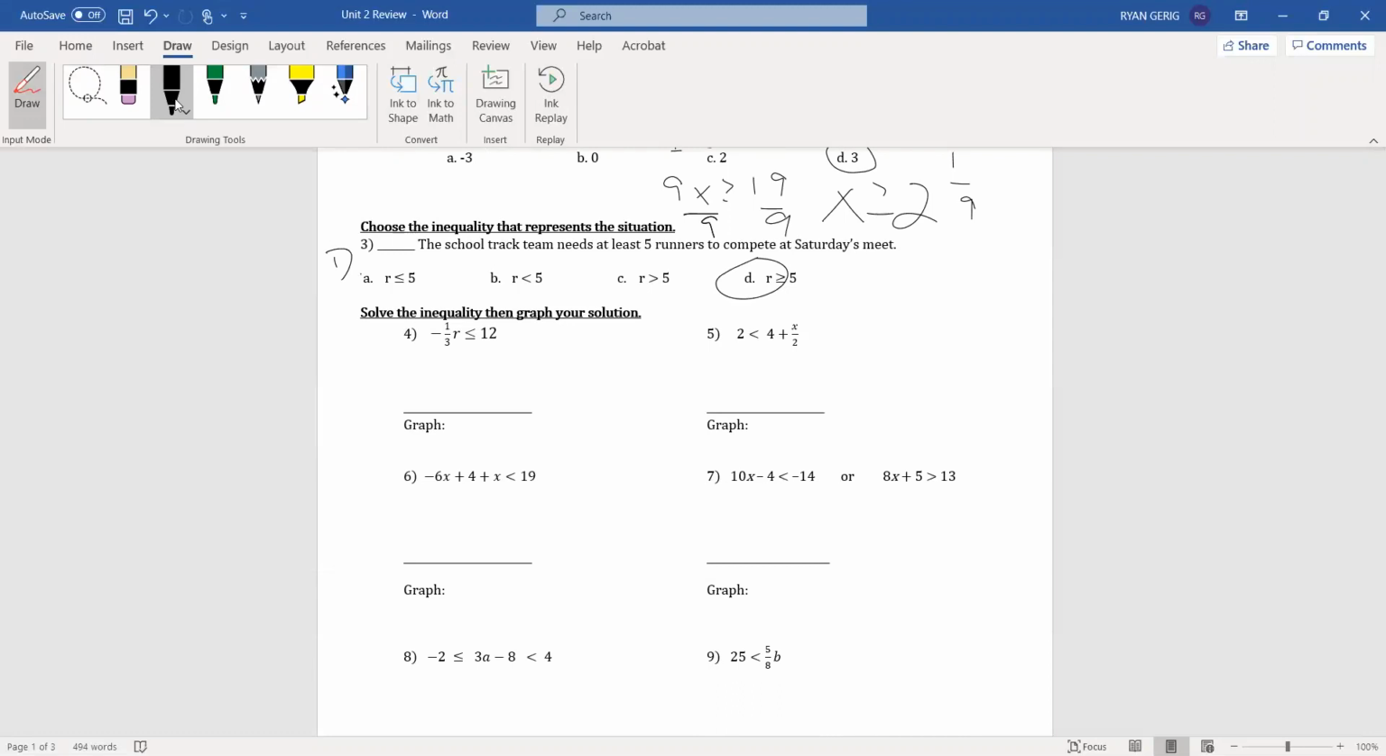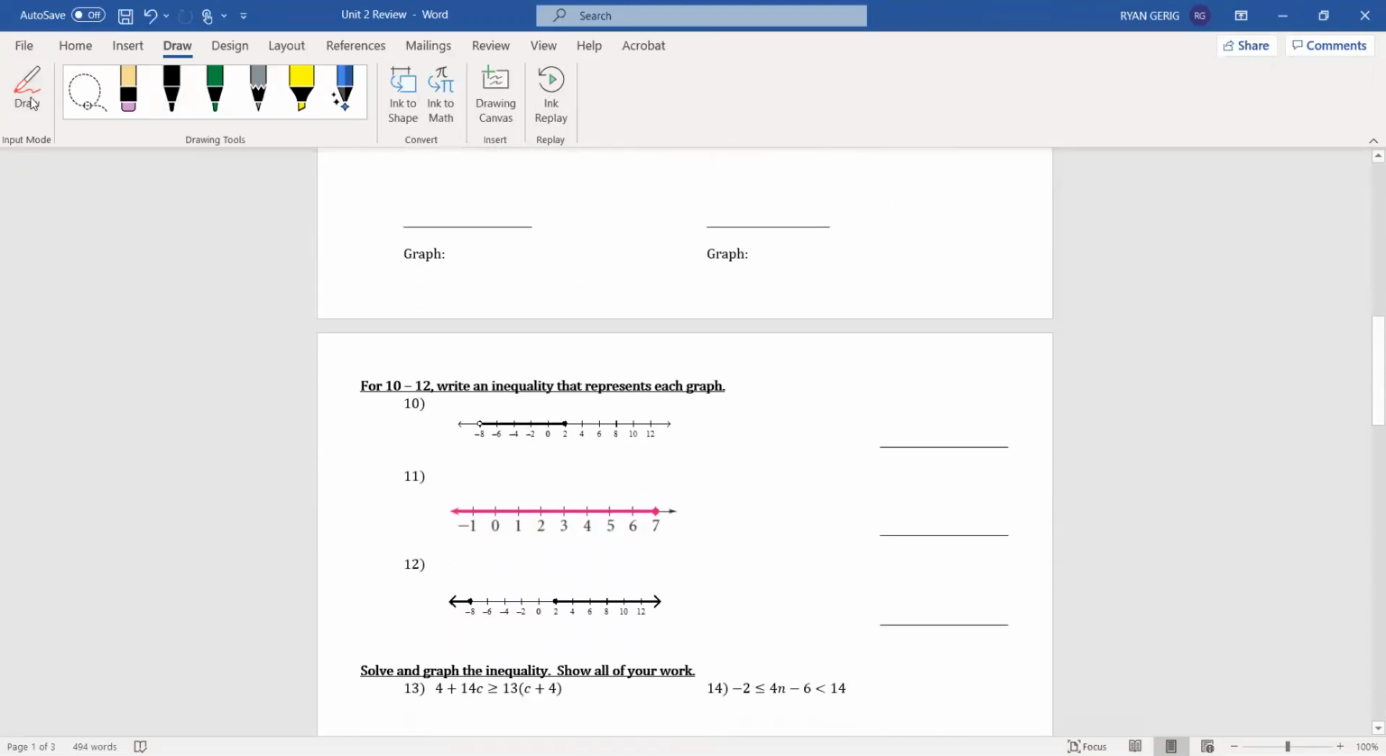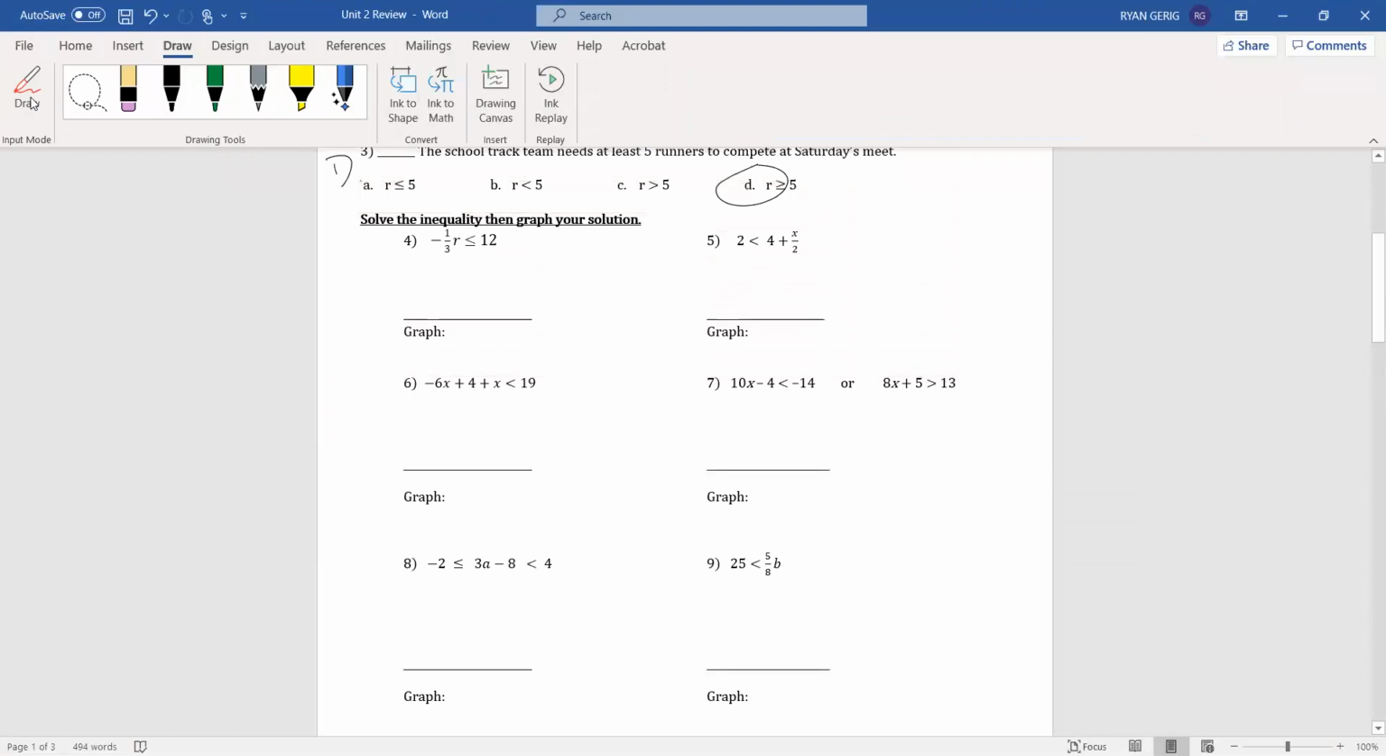4 through 9 is just solving these. I think it even goes further than that on the backside. Nope. Solving and graphing. All right, so here we go.